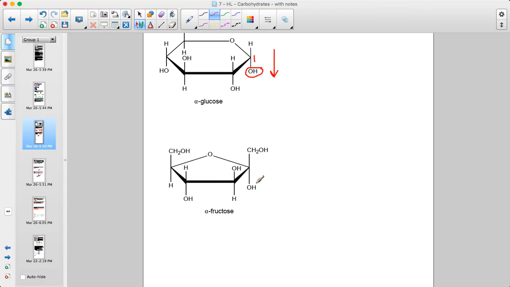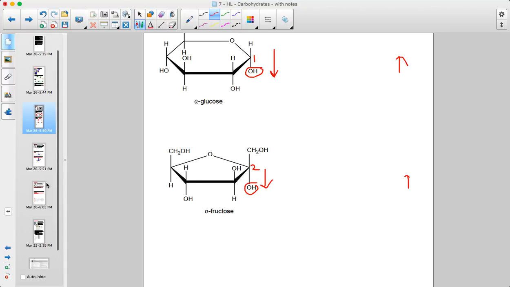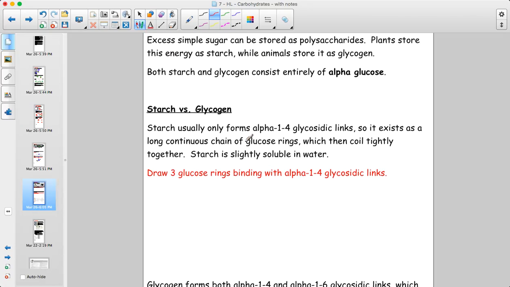And in fructose, it's the same thing. This hydroxyl is pointed down, the one on the number 2 carbon in this case, and that's why that's alpha. So beta would be pointed up. So those two things would just be swapped. So that's one bit of stereoisomerism to know about for HL.